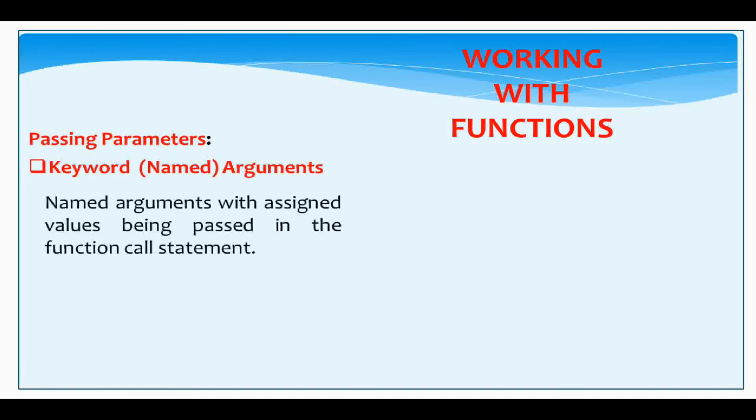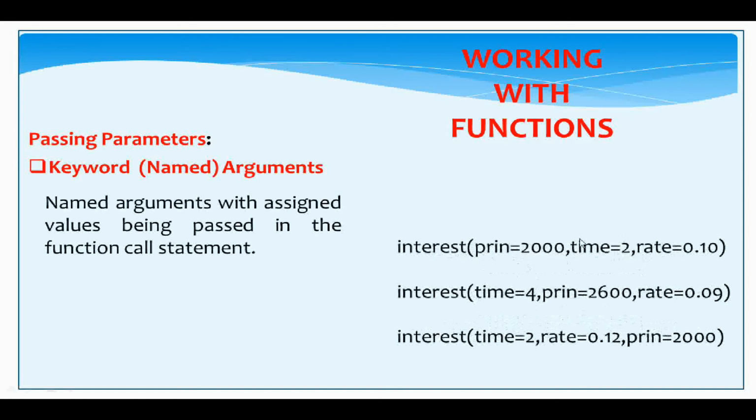Next method is the keyword and named argument method. In this method we are assigning names to the values being passed in the function call statement. For example, if I am passing the principal 2000, time is equal to 2 years and the rate is equal to 0.10, then I can allot a name principal, time and rate to these variables respectively in the function call. The benefit of doing this is as follows. Number one, it gives me the flexibility in passing the arguments in any order.